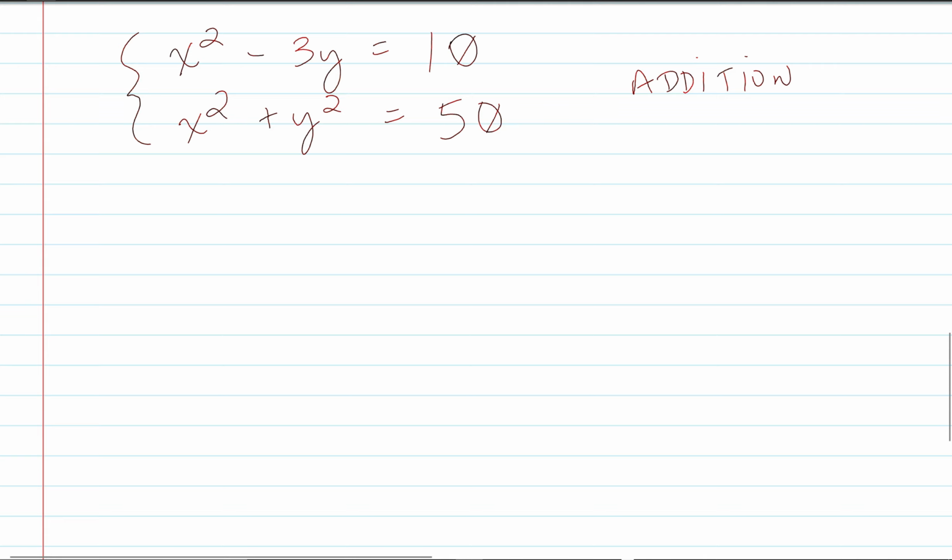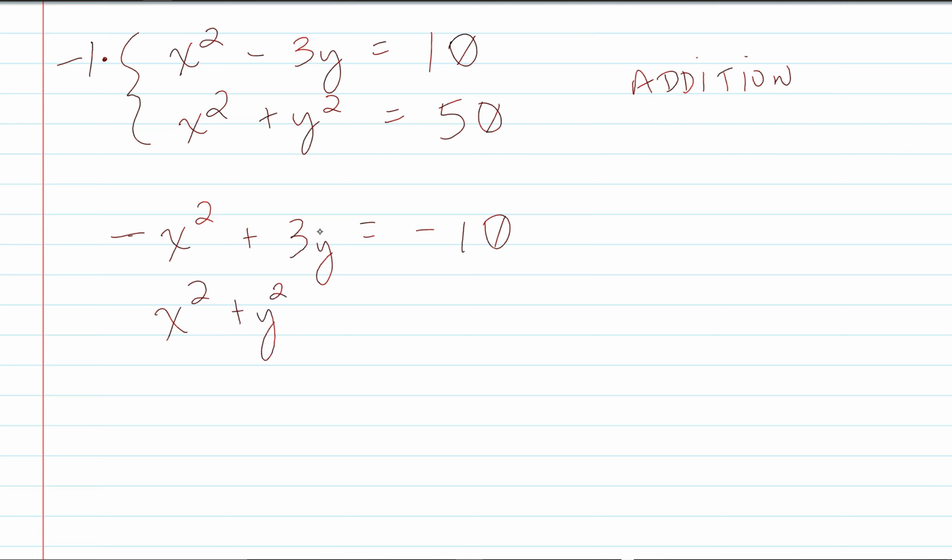So what I'm going to do is just go ahead and multiply that top equation by -1. Let's see what we get. We get negative x squared plus 3y equals -10. The bottom equation I didn't touch, so it remains as x squared. And I'm just going to move the y squared over a bit just so it's not under the 3y because they're not like terms. And it's equal to 50.